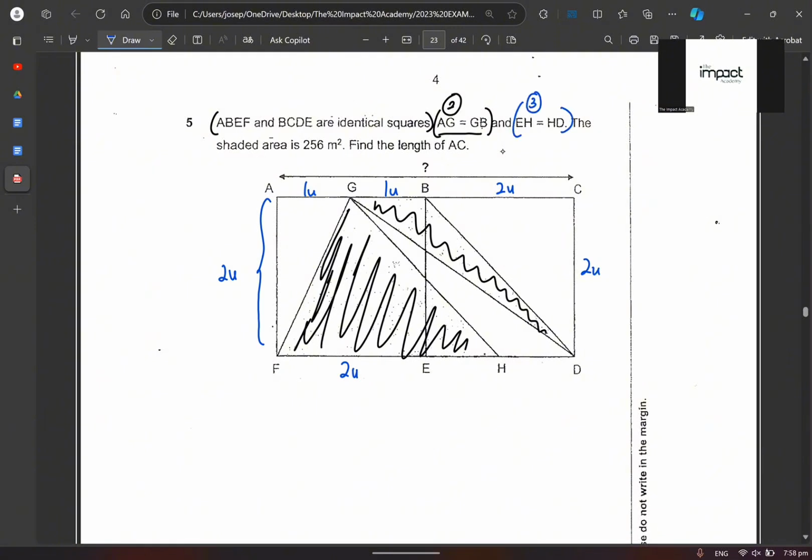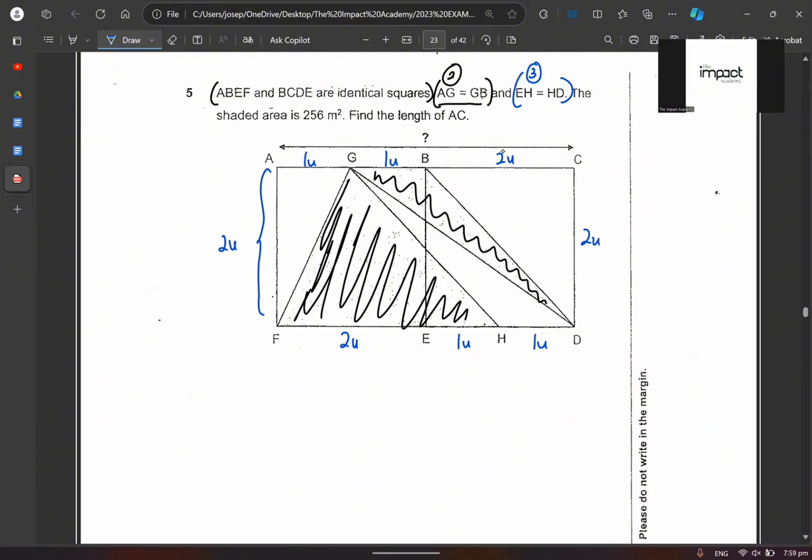EH equals to what? EH equals to HD. Now EH, again, is 1 unit, correct? Now HD is also 1 unit. Am I making sense or not making sense? What is it that I can conclude? Identical squares, and then both of them are equal. So EH is equal to HD. I agree with you wholeheartedly. Very good. And EH also equals to AG, which equals to GB. Okay, wait.